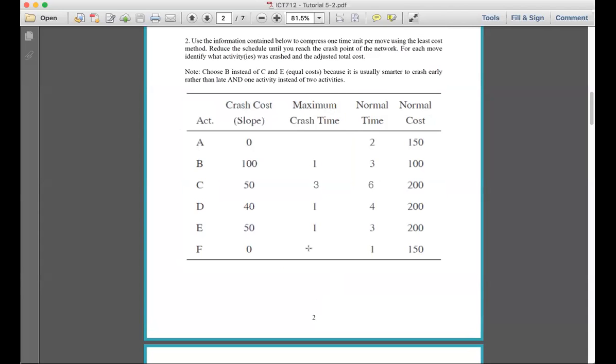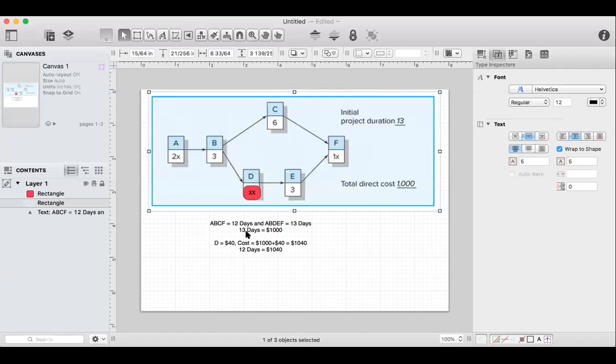Okay? So now I want to ask you guys this question. If I was to go to the next activity, the longest path is still A, B, D, E, and F. Which one would I crash? I can't crash A, I can't crash D, I can't crash F. What do I crash? E. Okay. Why would we crash E?